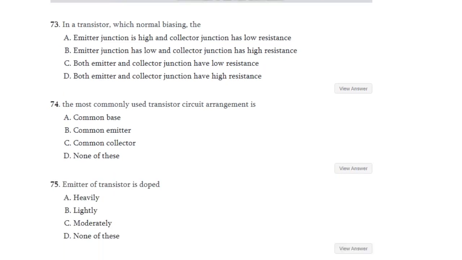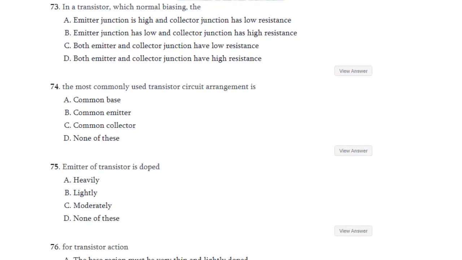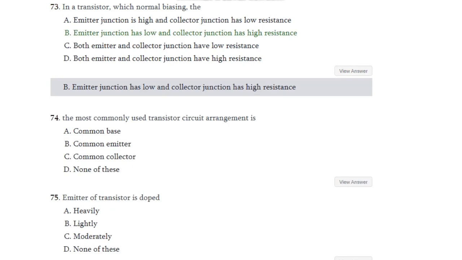Now, question number 73: in a transistor with normal biasing, the emitter junction has high and collector junction has low resistance; emitter junction has low and collector junction has high resistance; both emitter and collector junctions have low resistance; both emitter and collector junctions have high resistance. And the answer is emitter junction has low and collector junction has high resistance. That is B. It is the correct answer.